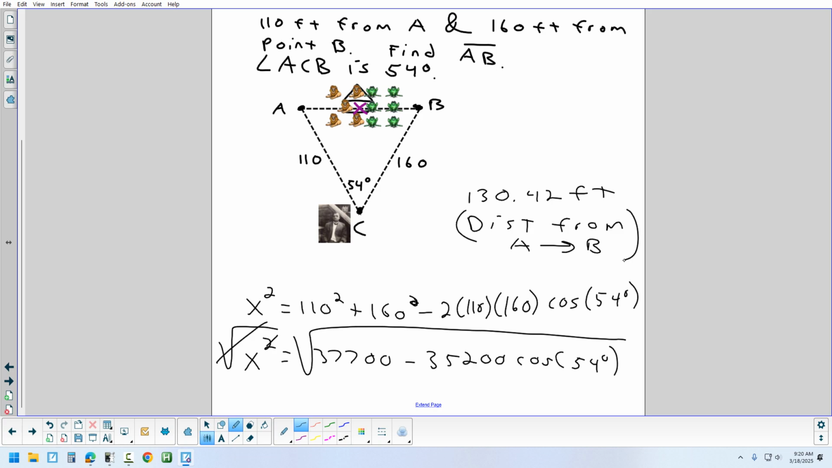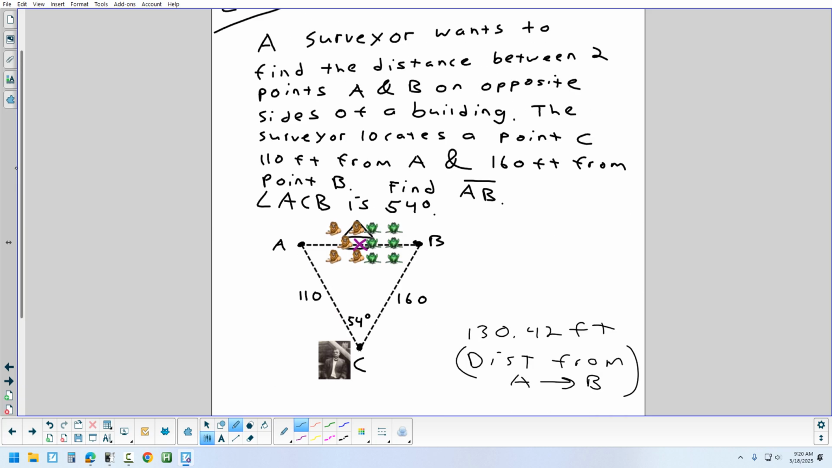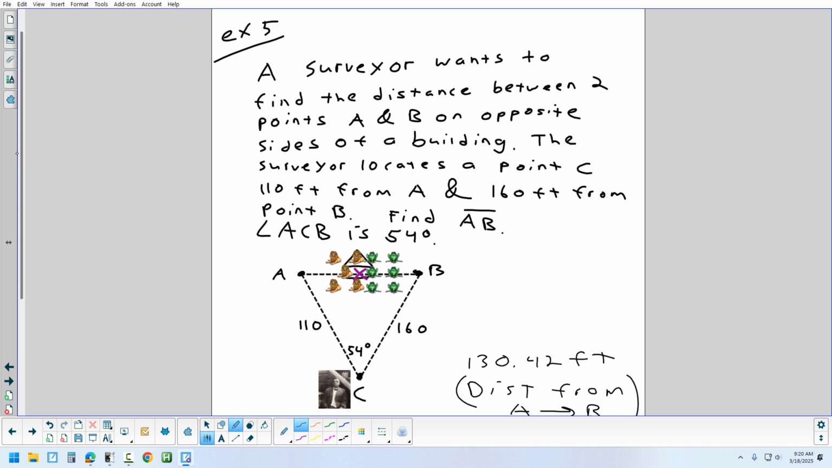That's the distance from A to B. And we did it safely. We avoided the lions. We avoided the tree frogs. We're good. We're safe. Math saves lives. How's field inspection done? All right.